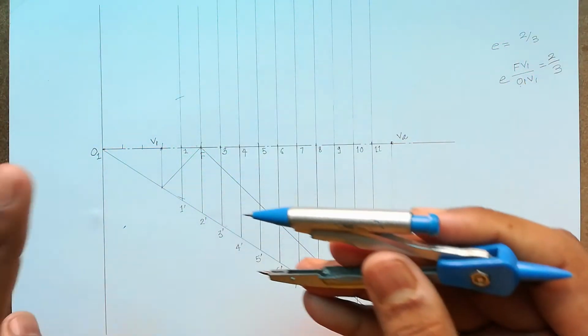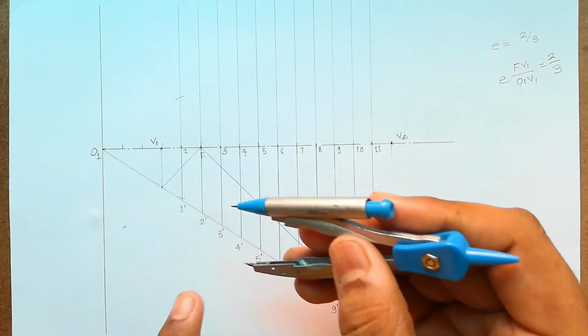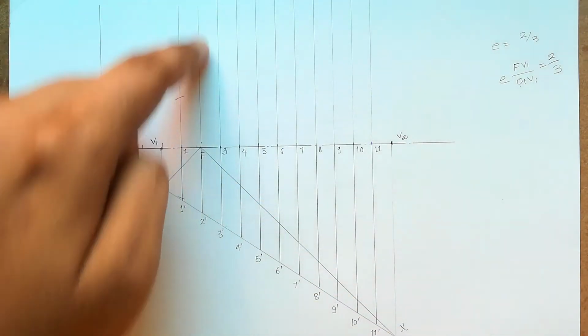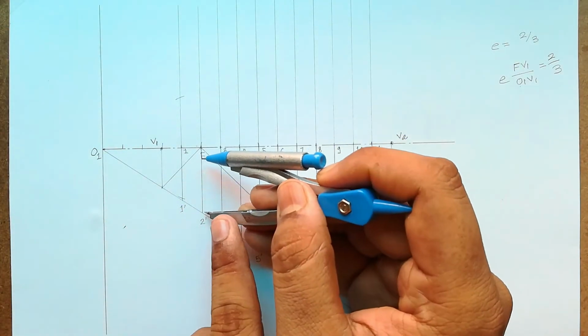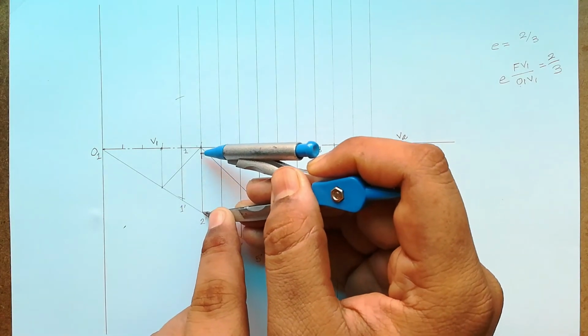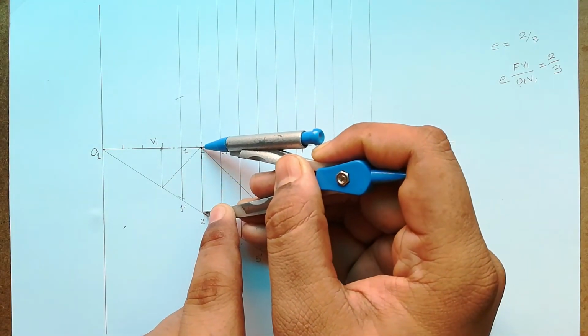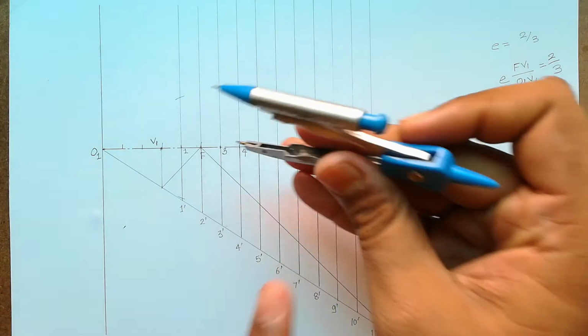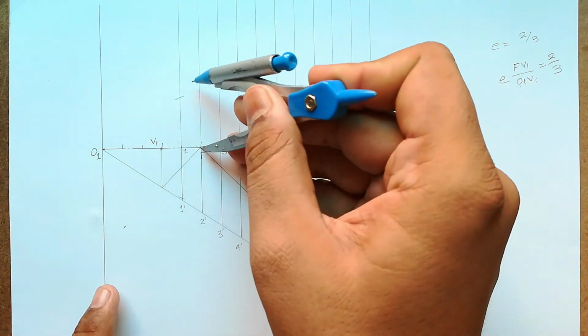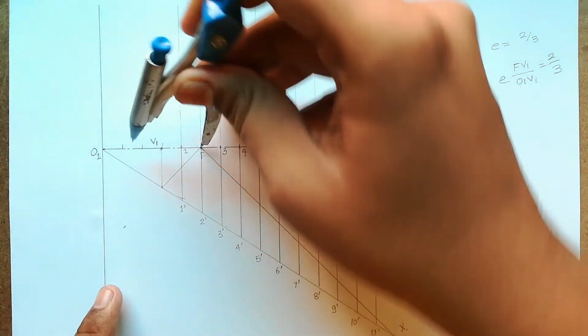Once again I am repeating the steps. This time I am going to take the reference of the second line. So I will start from the 2 dash to 2 point distance. This is the distance that I have covered. Once again I will go to the focus, and I will mark my intersections.